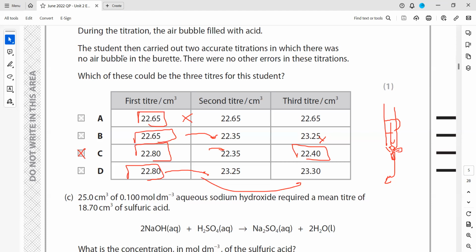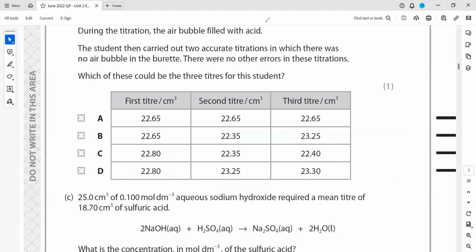Is it clear? When the student did the experiment, there was an air bubble initially. So he will get a large reduction in the volume from the burette. But when there was no air bubble, then the accurate volume will be measured.